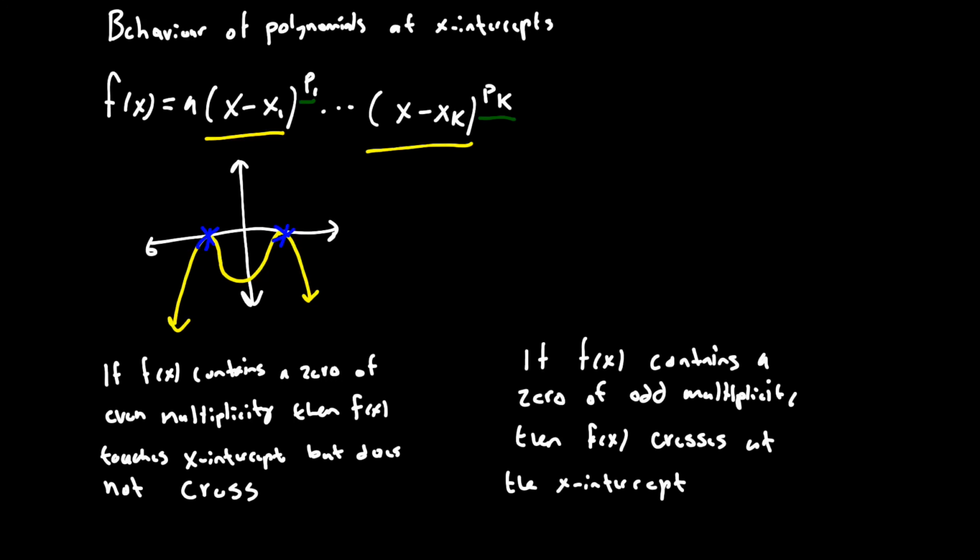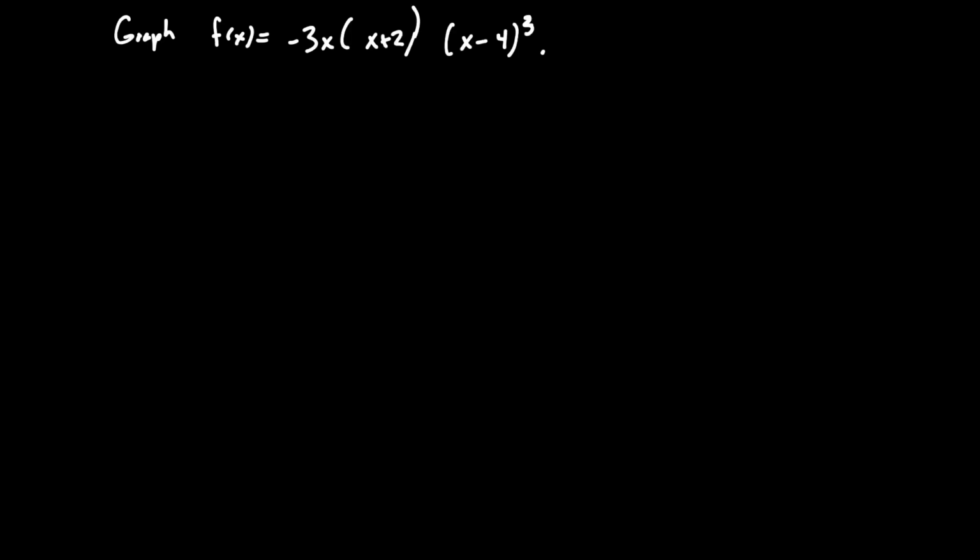Now, here's an example of a polynomial that has three zeros, each of which has odd multiplicity. Again, at each of these x-intercepts that correspond to the three zeros, our graph crosses, and so each of the zeros will have odd multiplicity. Let's go ahead and sketch the graph of this polynomial. To do this, let's find the y-intercept and the x-intercepts first.